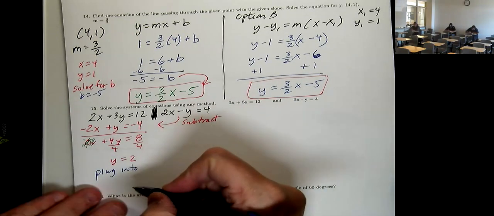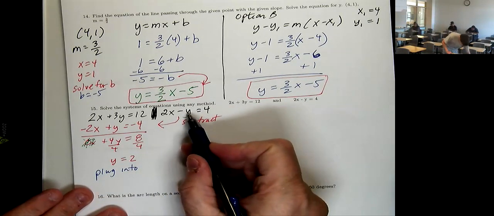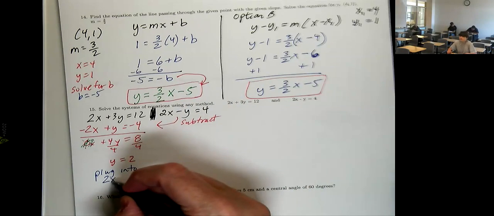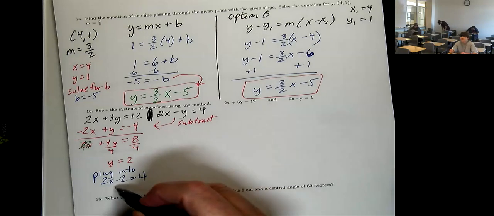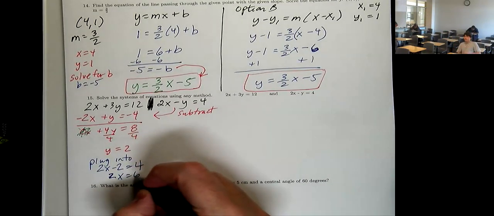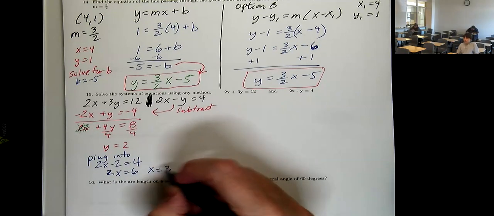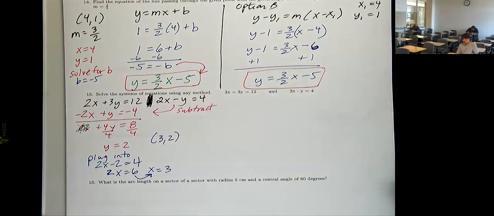In fact, I can do that in a second. If I plug the 2 in here, I have 2x minus 2 equals 4. If I add 2 to both sides, I get 2x = 6, so x = 3. The answer is (3, 2).